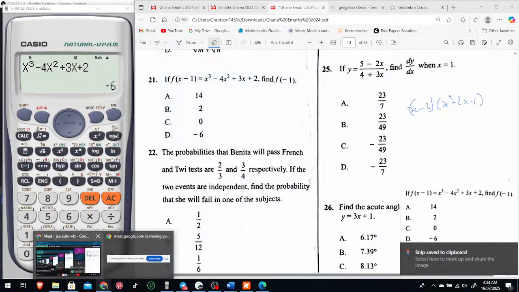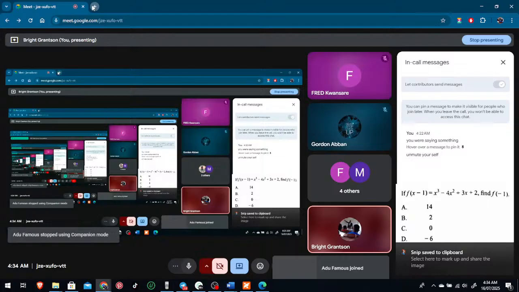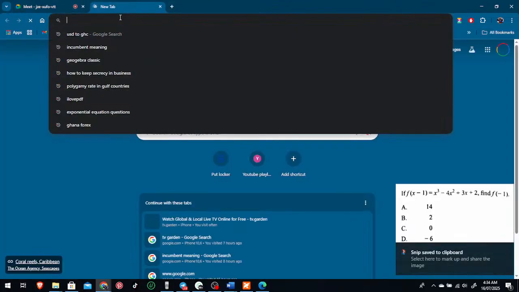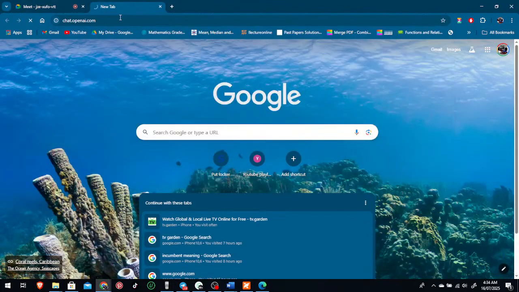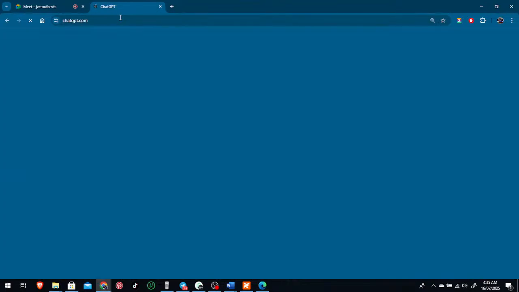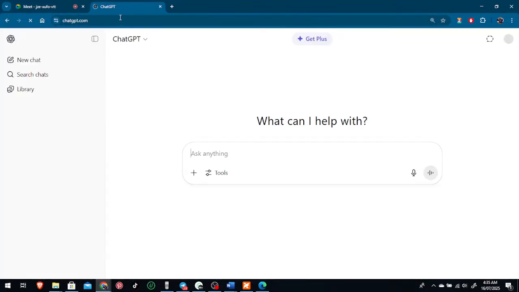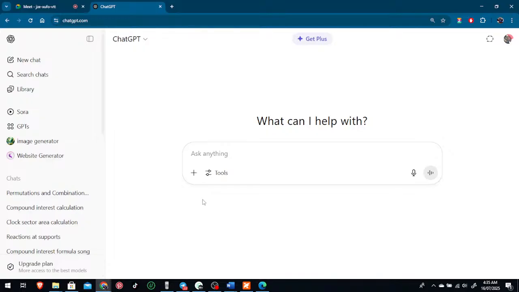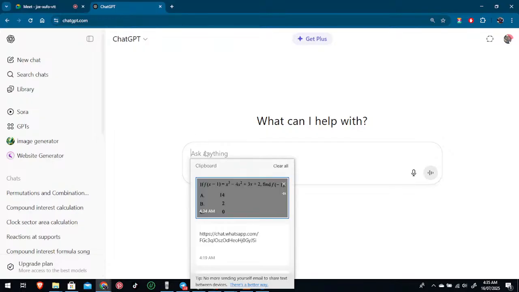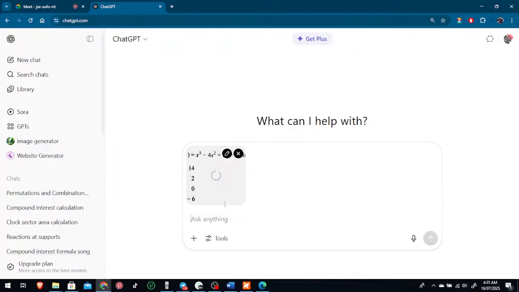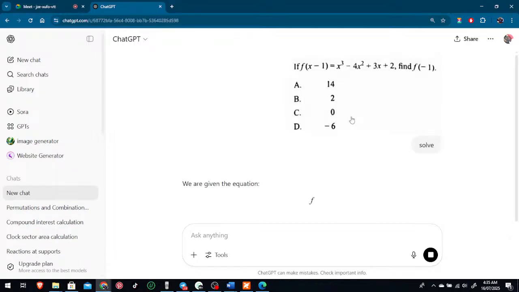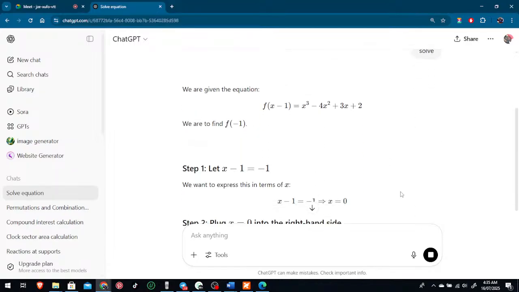I placed the negative 1 inside and had negative 6. You put it in the function. But let me ask AI. It's a way of solving these questions. So I take a picture, I give it to the AI. Let's see how AI will solve it.